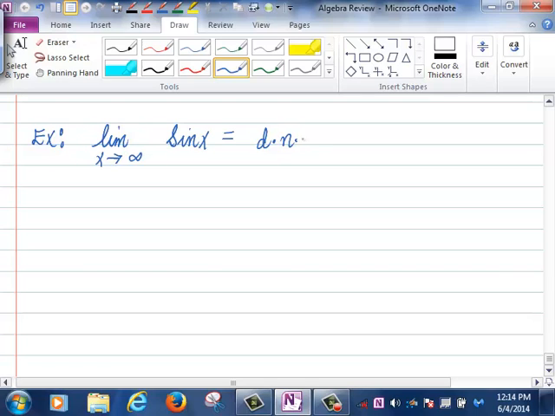Well, think about what the sine function is doing. It's going to 0, 1, negative 1, 0, 1, negative 1. It keeps doing that, right? So as x gets bigger and bigger, it keeps doing that. It doesn't approach a number, right? It doesn't approach a number. So it doesn't exist, okay?